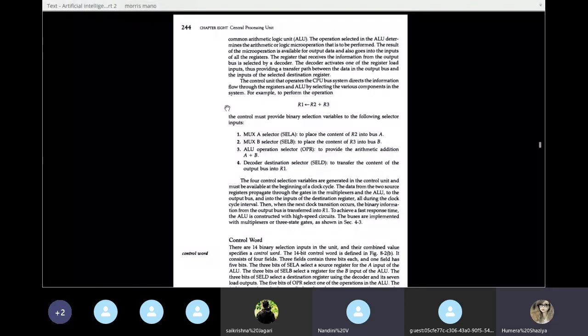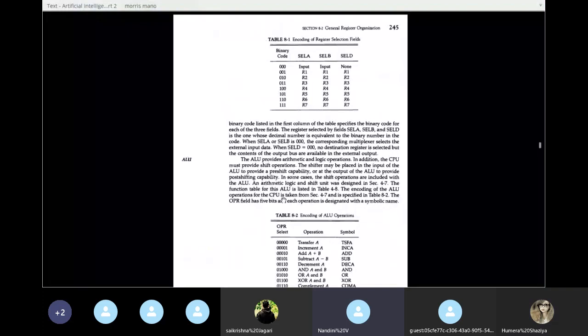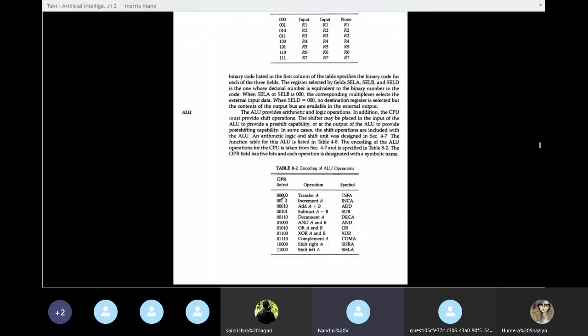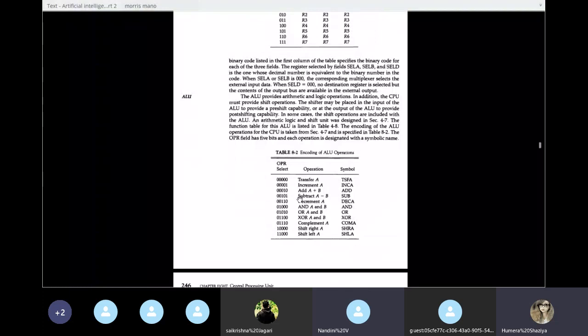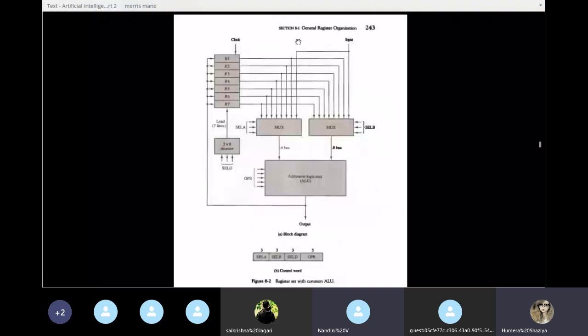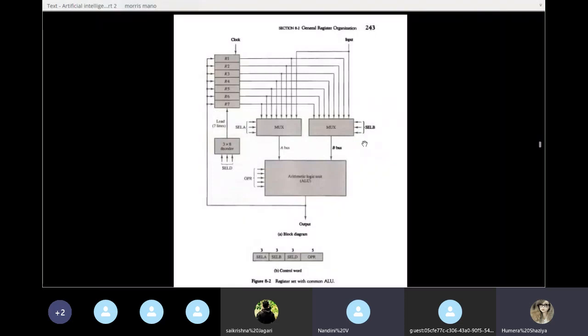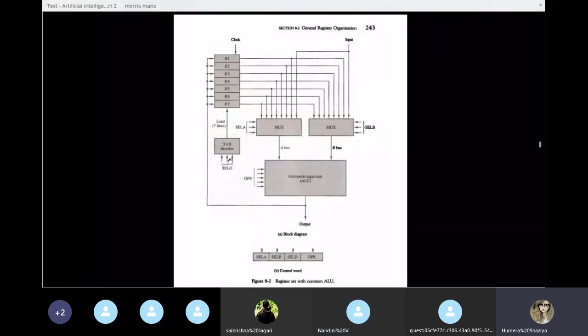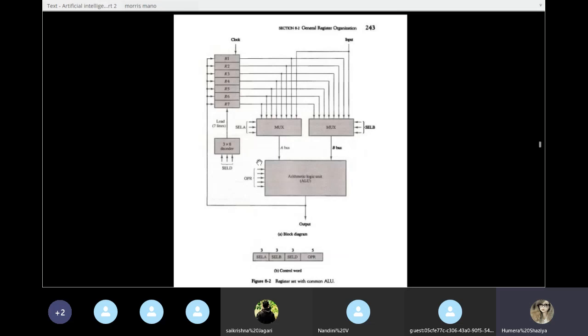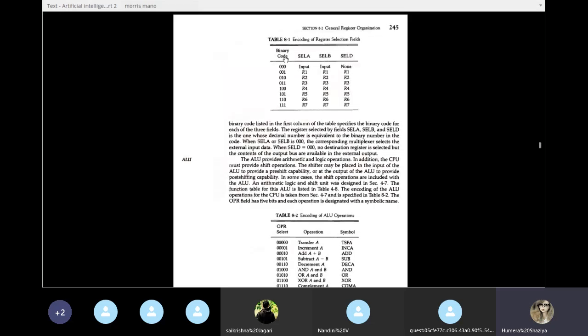Yes, anyone is having any doubt? And the length of OPR is 5 bits. Again let me show you this. Length of cell A 3 bits, cell B 3 bits, cell D 3 bits. Length of OPR 5 bits. Okay. So if you look at here, this is the length of cell A, cell B, cell D.